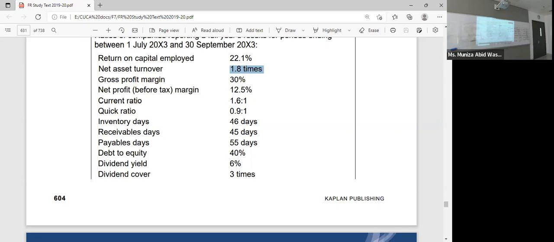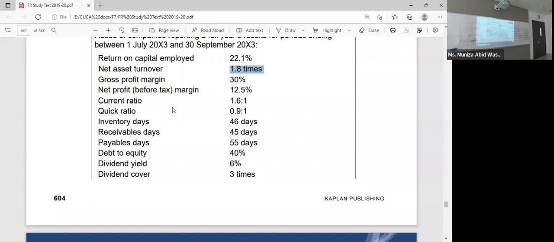When the denominator is going to decrease, the ratio is going to improve. Or on the other hand, if the numerator is increasing at a higher pace than the denominator, even then your ratio is going to increase. So since one of the assets has been sold off, the net assets of the company have reduced. That is why the net asset turnover is now increasing. That could be the reason.